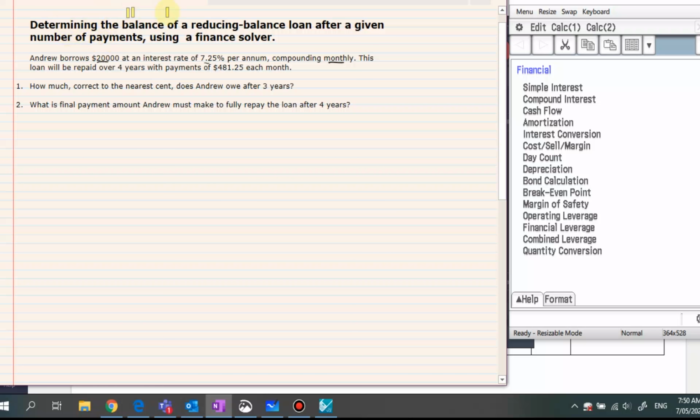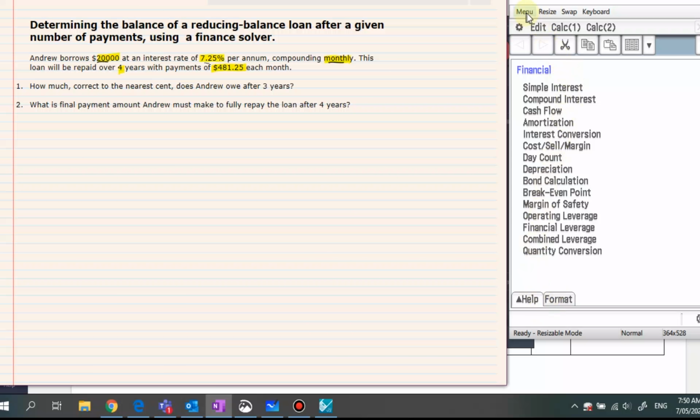Today we're looking at reducing balance loans again, but this time we're using a financial solver and the CAS to solve these problems. So Andrew borrows $20,000 at 7.25%, compounded monthly, over 4 years, and the payments are $481.25 each. First question is, how much, correct to the nearest cent, does Andrew owe after 3 years? So pop over to our financial solver.